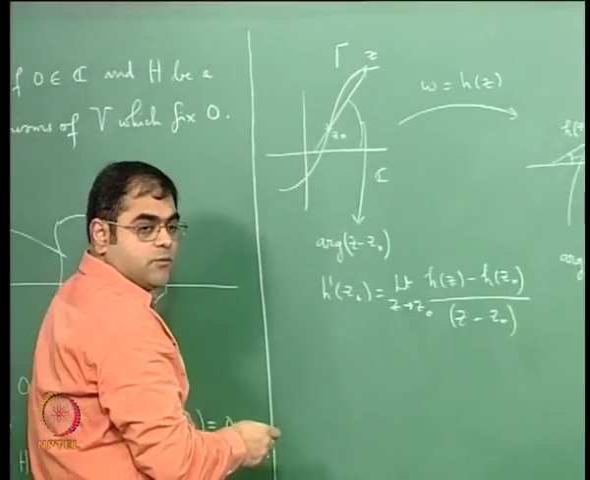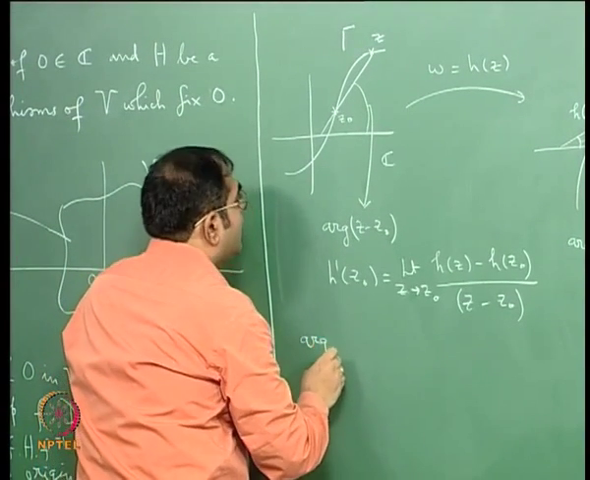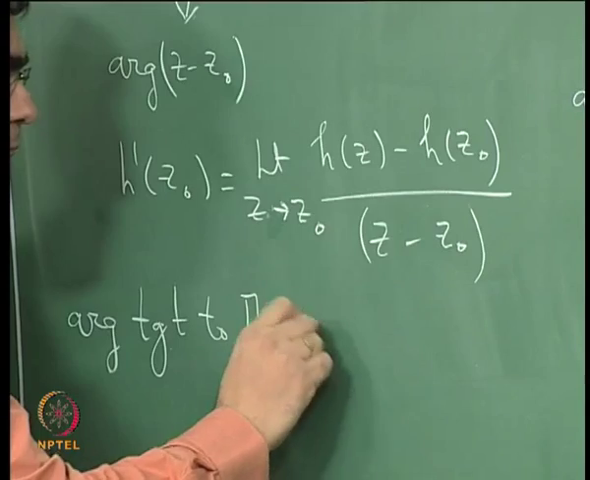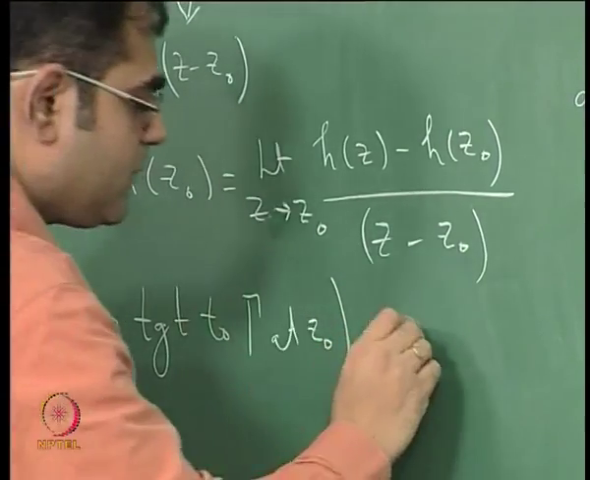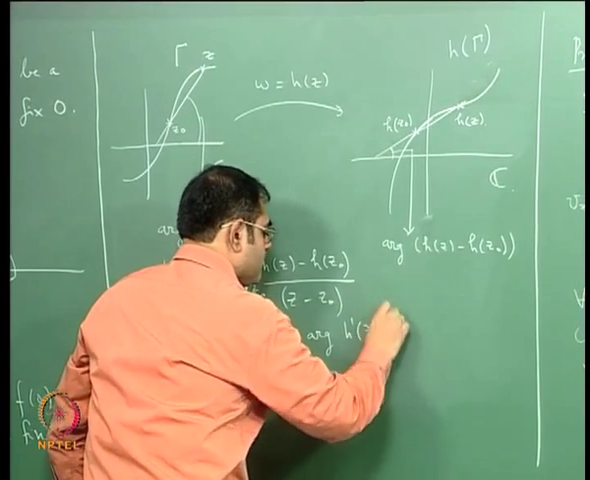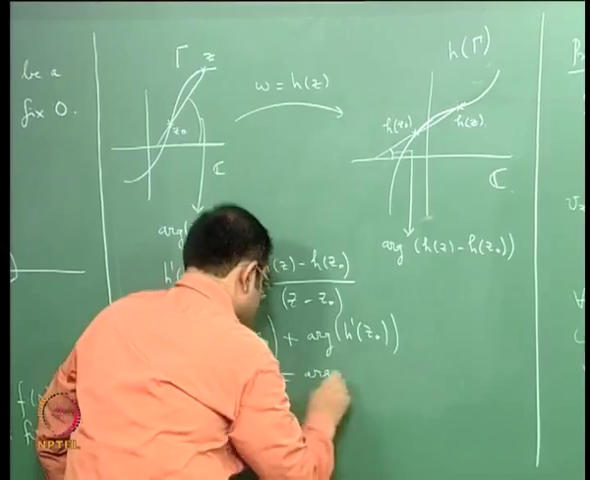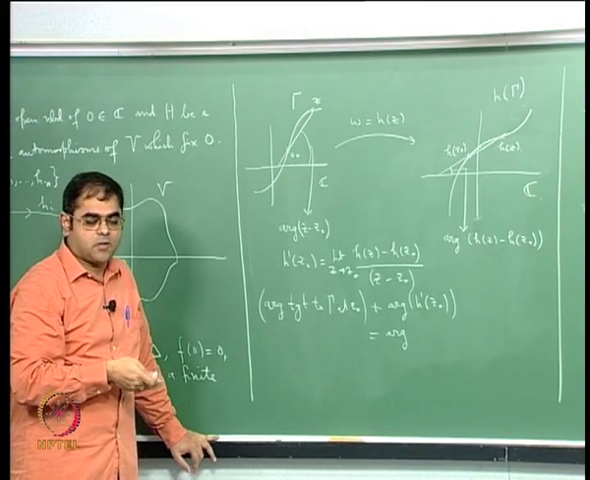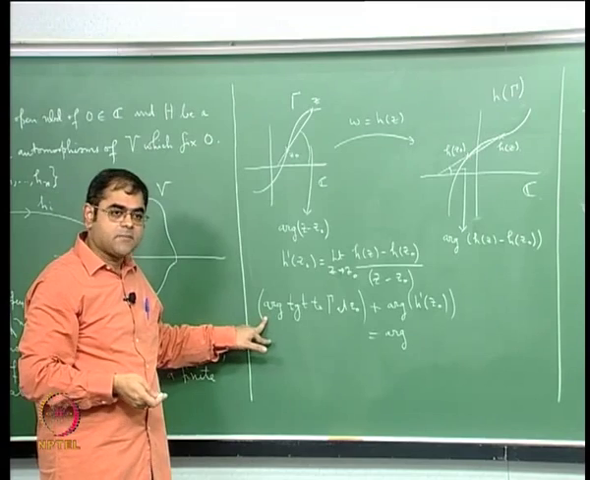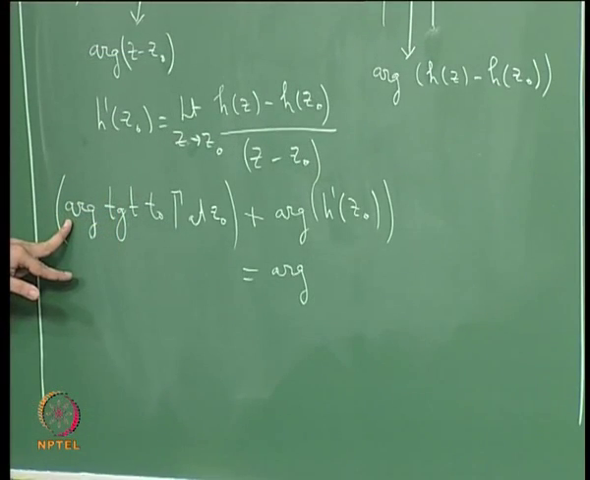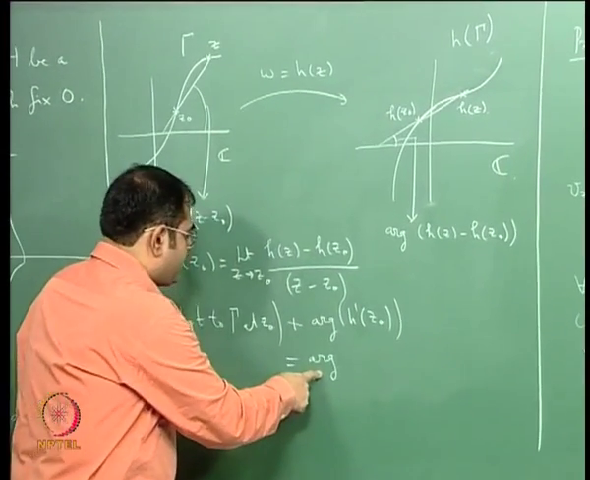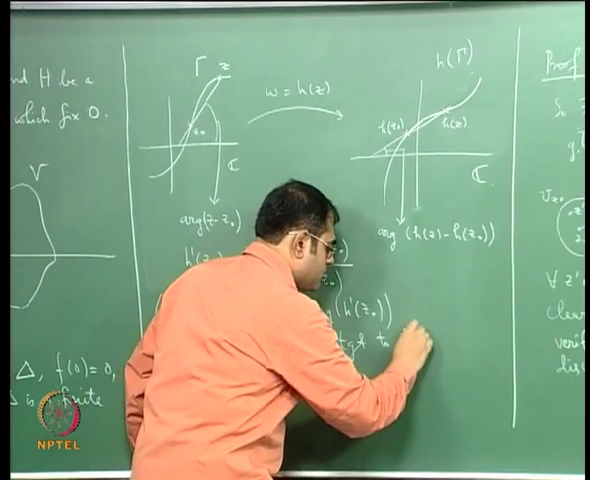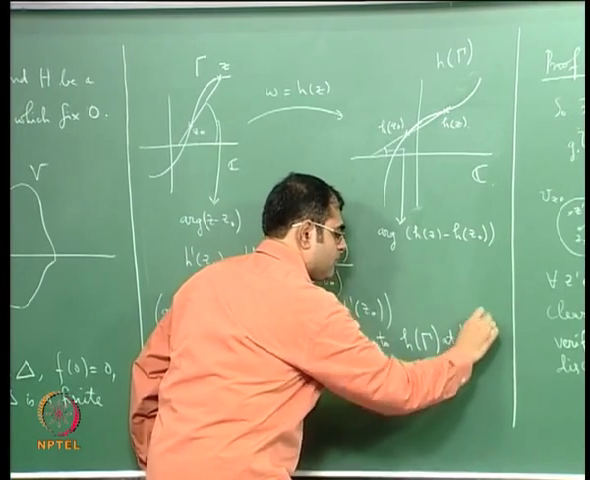So what this tells you is that the argument of the tangent to gamma at Z naught, plus the argument of H dash of Z naught, is equal to the argument of the tangent to H of gamma at H of Z naught. Of course, when I say argument of the tangent, I mean the angle made by the tangent. Normally, argument is defined for a complex number, so this is abuse of language. But what I mean is the angle made by the tangent with the x-axis, the real axis.